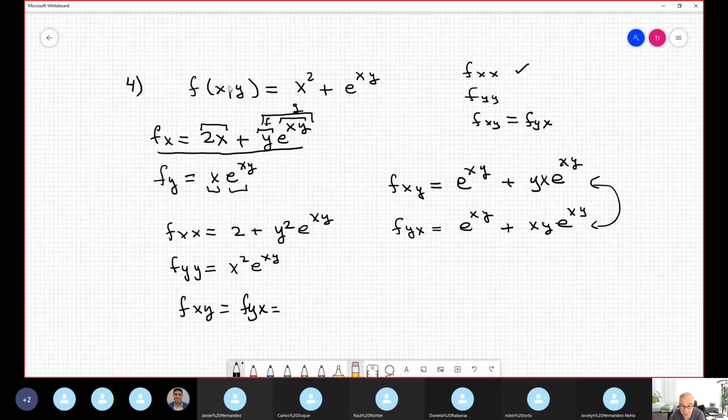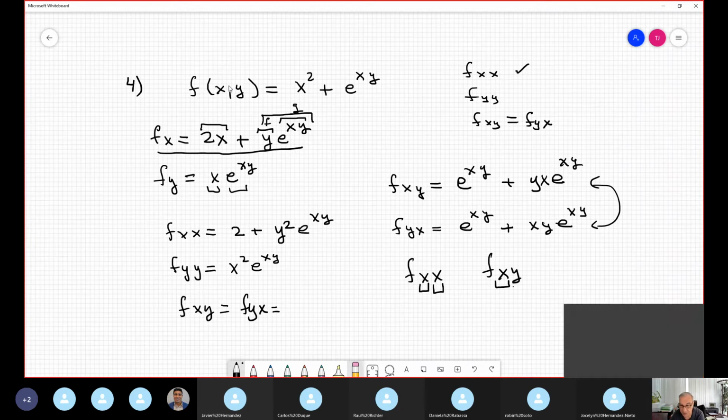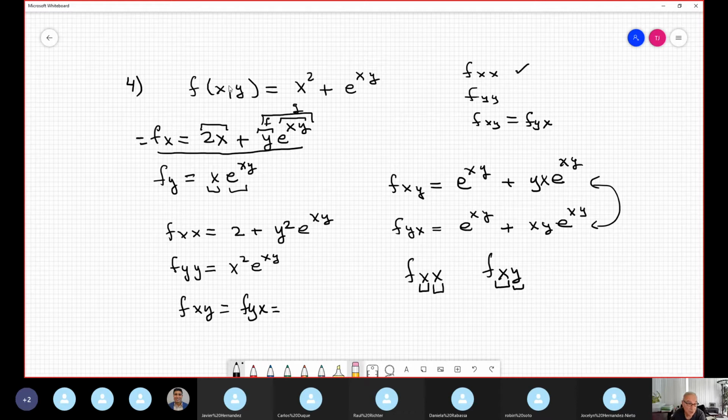Clarification. This notation is fxx. You differentiate first with respect to x, and you differentiate again with respect to x. Fx is only the first derivative of the function with respect to x, and this is the second derivative with respect to x, two times. Is it clear?